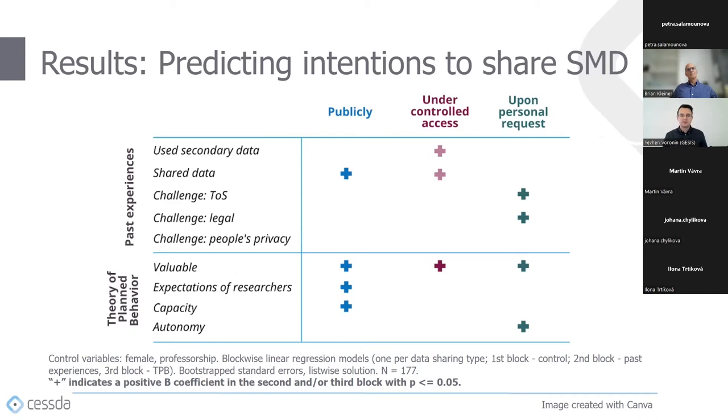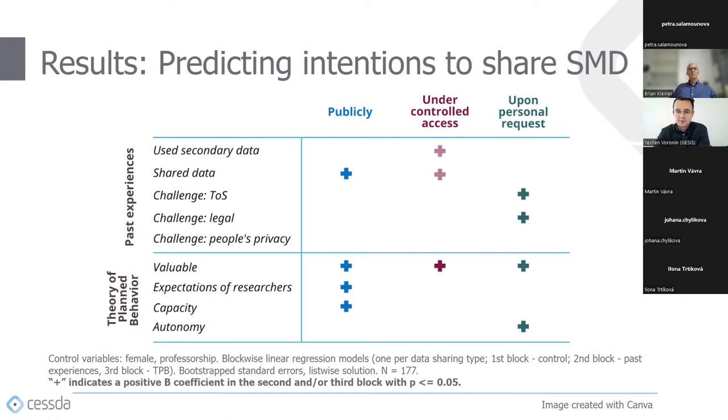In the first model, the outcome variable was public sharing in the first column. And this process indicates a positive B coefficient in the second and or in the third block with a p value lower than 0.05. And we can see that sharing data in the past emerged as a positive predictor for public sharing. And when adding components from the theory of planned behavior, the first three categories, whether people recognize the value, expectations of researchers, and capacity played a significant role here and emerged as positive predictors.